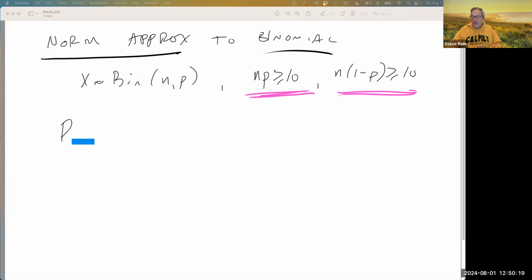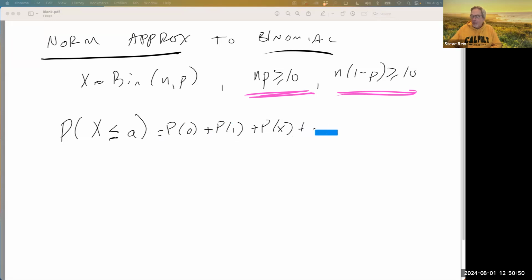If X is binomial with n and p, the probability that X is less than or equal to a, where a is a constant, and I'm being very careful here, less than or equal to. So a is an integer. This would be the probability that X is 0 plus the chance that X is 1 plus the chance that X is 2, all the way up to the chance that X is exactly lowercase a.